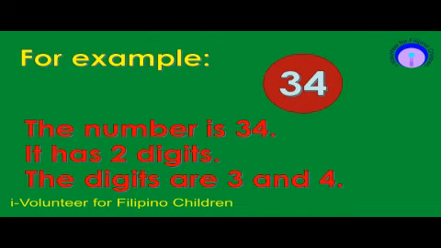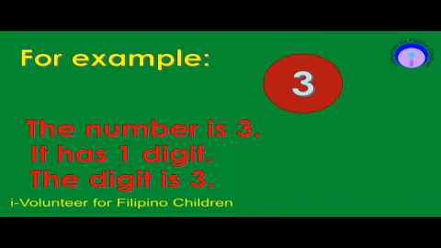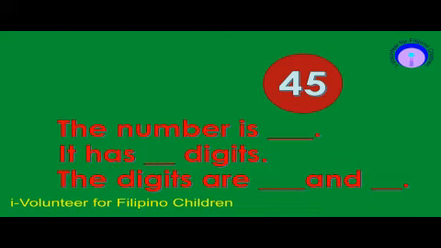You may answer like this. The number is 34. It has 2 digits, and the digits are 3 and 4. Another example, the number is 3. It has 1 digit, and the digit is 3. Now it's your turn to answer the following questions.